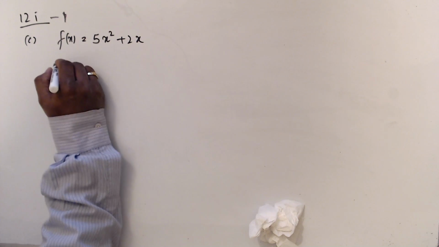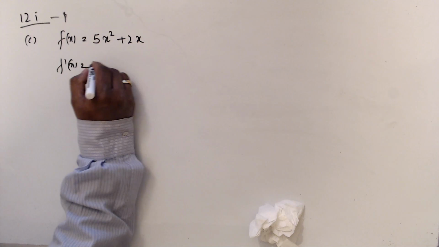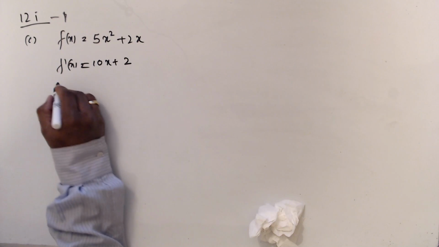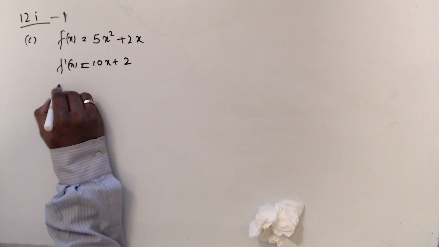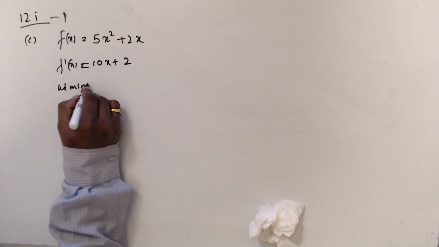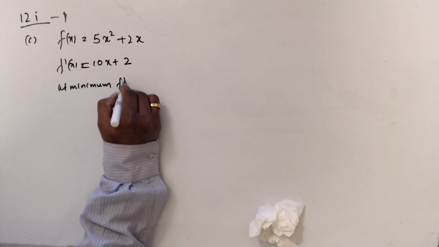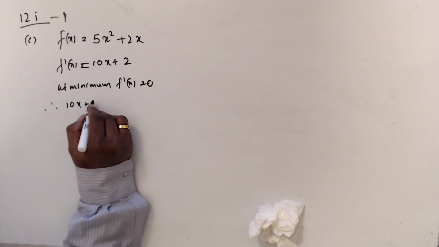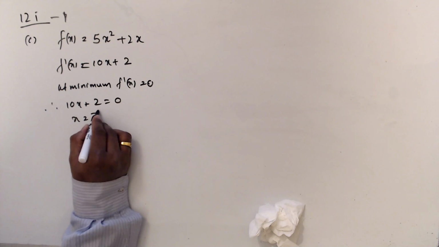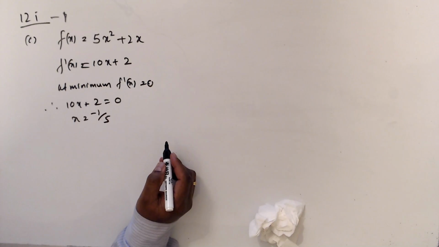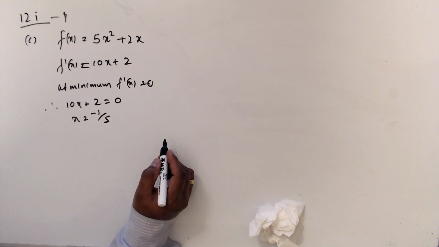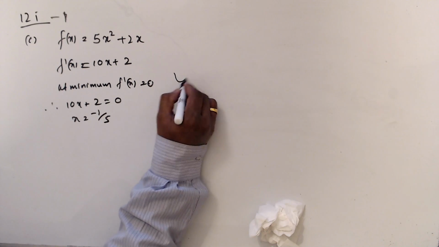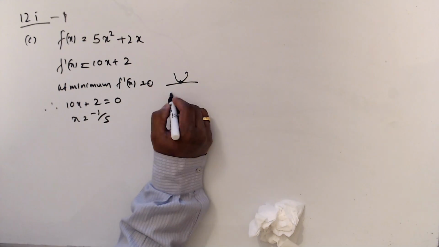Let's see. f dash x is 10x plus 2. At minimum, f dash x equals 0. So 10x plus 2 equals 0, x equal minus 1 over 5. Now we want to find this one. So we know the x value now.